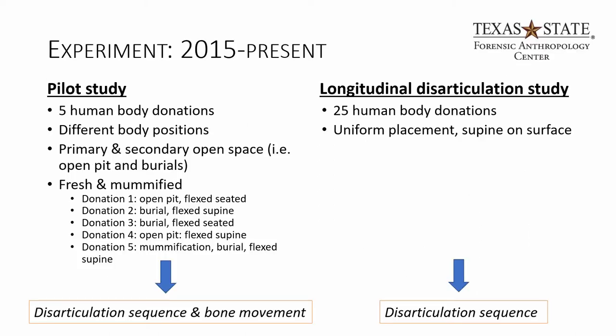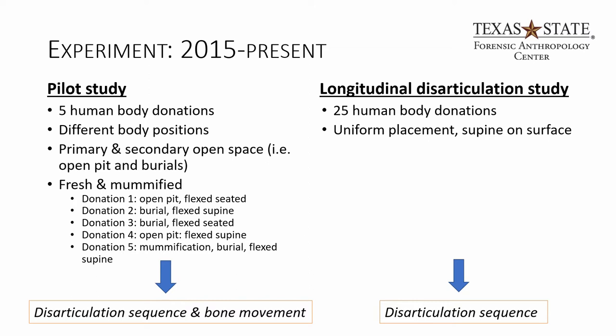So the experiment with the donated remains started in 2015 at the Forensic Anthropology Center in Texas, when I started receiving donated remains. Broadly speaking, there are two projects running at the same time. The first is a pilot study, which included five human body donations, which I placed in different positions with primary and secondary open spaces, and in one case a mummification and the rest as fresh burials.